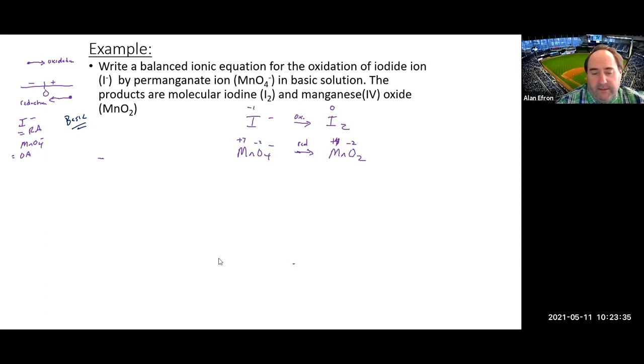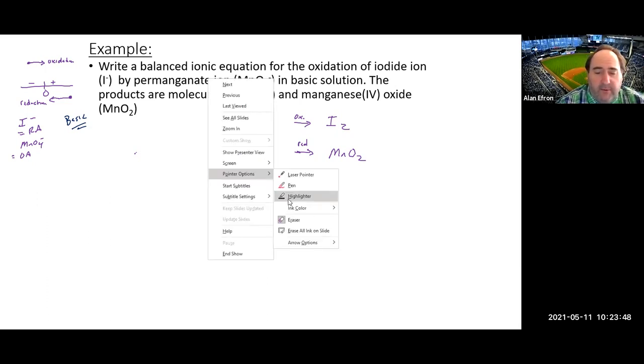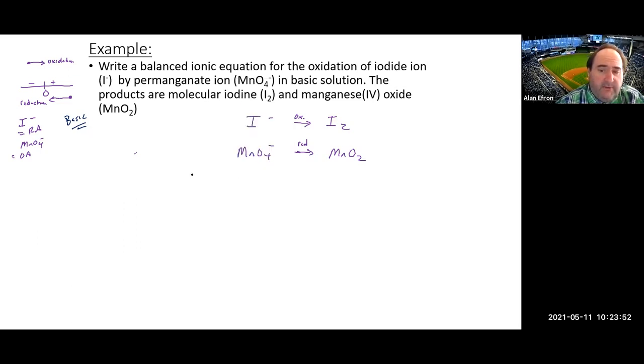Okay, so I'm just going to erase some of these charges so they don't get in the way here. There we go. Now that we have this, at this point we want to balance everything other than oxygen and hydrogen. In this case, we do need to put a 2 in front of the iodine because there's 2 on the right-hand side. The Mn on the left is 1 and there's 1 on the right, so we're okay with that one.